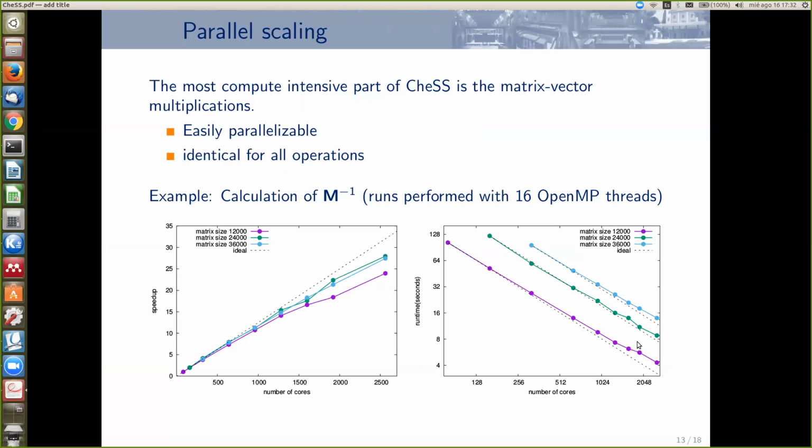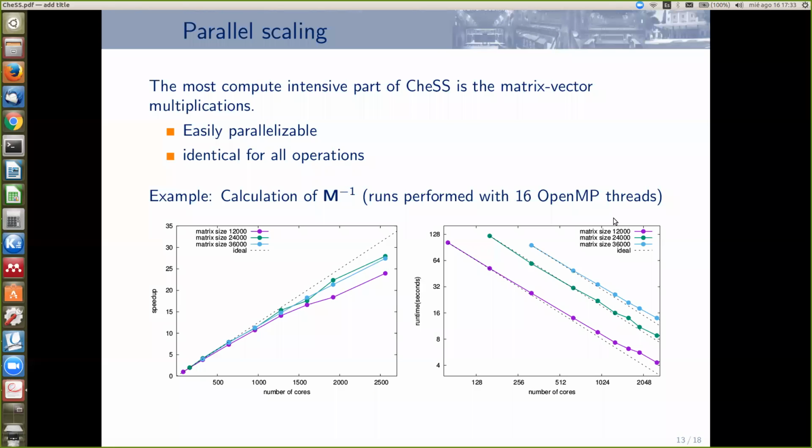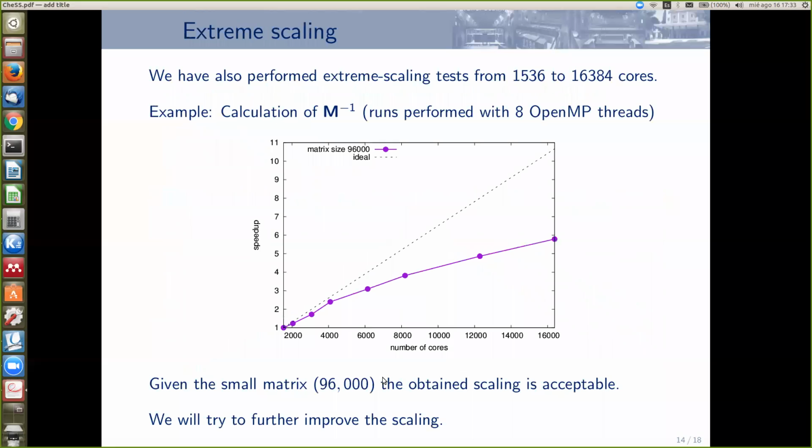And you can see if I use many cores, it's possible to calculate the inverse of matrices of the order of a few 10,000 within a few seconds, which is quite good. We have also performed extreme scaling tests. If I go back here, you can see we are using maximally of the order of 2,500 cores, which is not bad, but we also wanted to see what happens if we go larger.